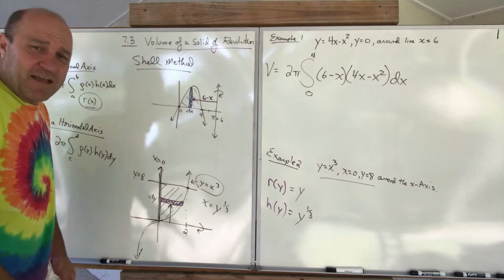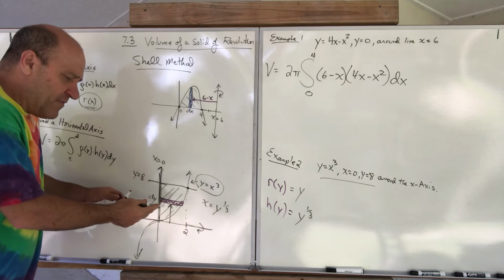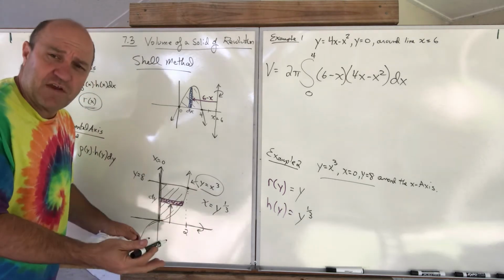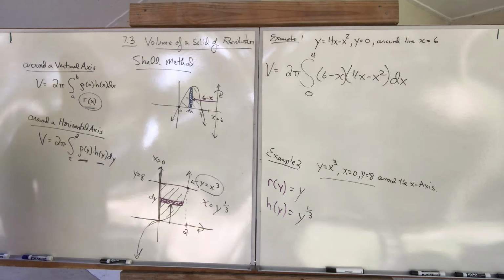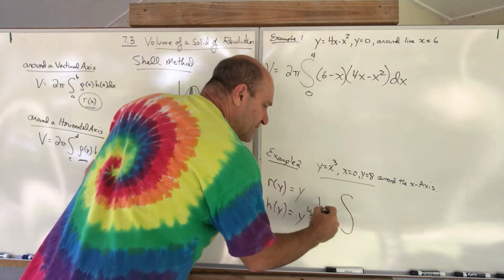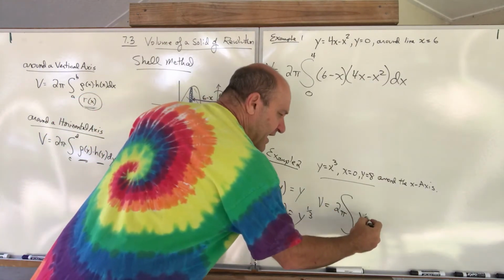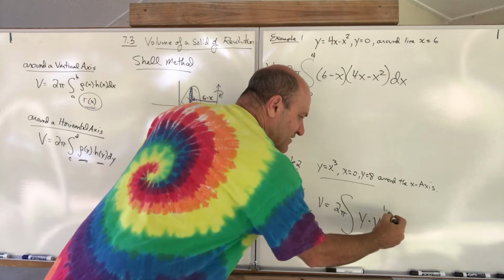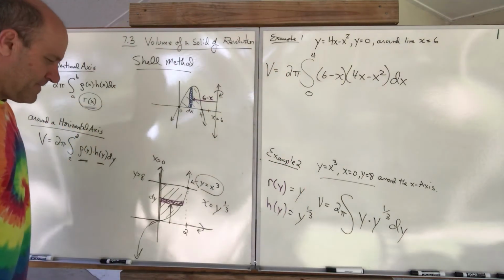Dude, that's it. I mean, that's the hard part: drawing the picture, drawing your shell, and figuring out the radius to the shell and the height of the shell. Then you set up your integral. It's going to have a 2 pi in front. It's going to have the radius to the shell, the height of the shell, the thickness of the shell.